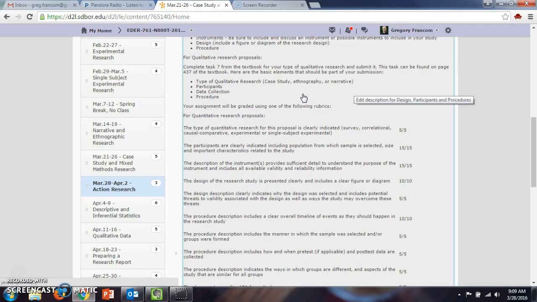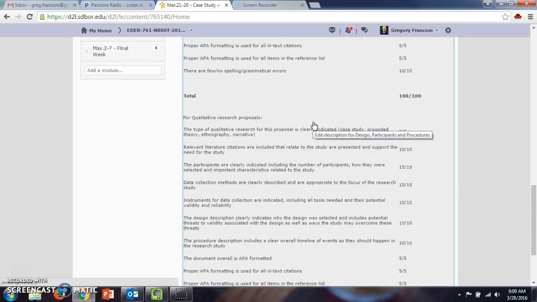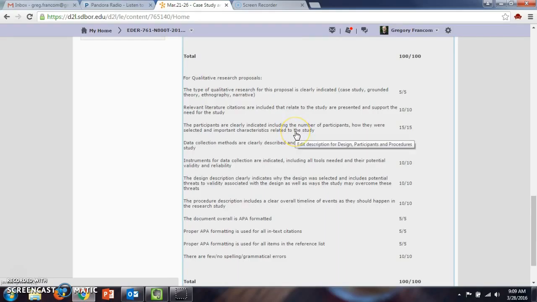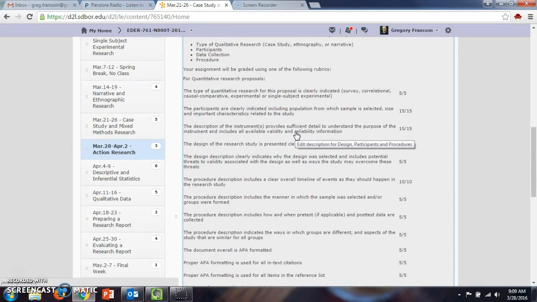So then take a look at the rubrics. It has a separate rubric for this assignment for quantitative research proposals, and then there's another rubric for qualitative research proposals. For quantitative ones, of course, I'm going to put a lot of weight on how you select your sample from the population, the size and important characteristics related to the study, and the instruments, right? The instrument is a big deal in quantitative research.